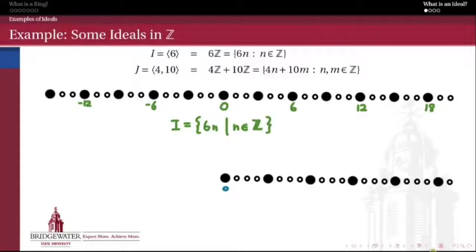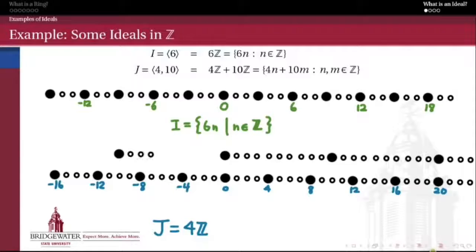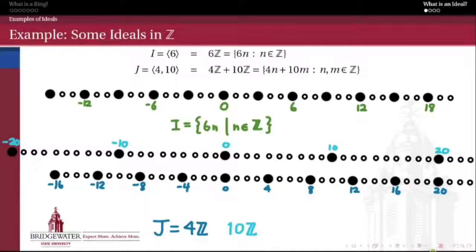So let's take a look at what that looks like, starting by visualizing what 4Z looks like. So here's the set of all integer multiples of 4 on one line. Meanwhile, 10Z is the set of all integer multiples of 10, so we'll look at that on a separate line here. So 4Z and 10Z. And then my question is, how can we take these two different principal ideals, 4Z and 10Z, and stick them together and get the ideal that we're thinking of, which consists of the sum of the multiples of 4 and the multiples of 10? Well, one idea might be to just stick them together with a union.